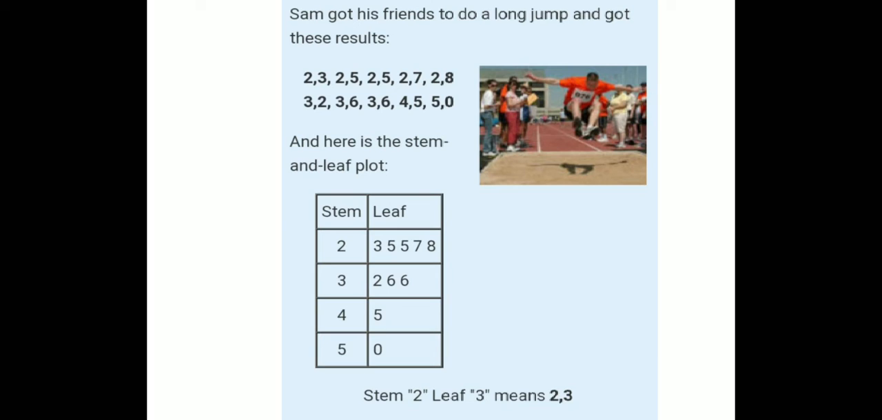You can put these two as a stem because it is the first digit. And the second digits, there are 3, 5, 5, 7, and 8 as the leaf. So you can say stem 2, leaf 3 means 2.3, and so on.